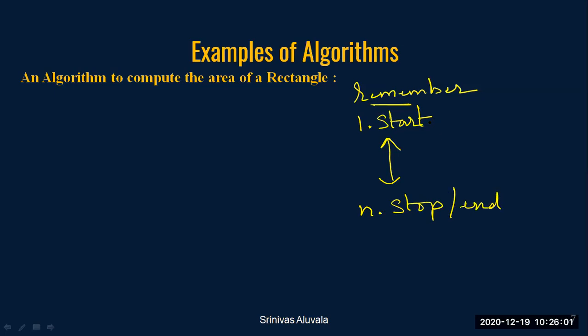It should possess a start, it should possess an end, and in between I have the steps to be written to get a solution to my problem. That's what an algorithm is. My algorithm can have two steps, three steps, four steps or five steps, but the last step is an end step and the first step is start. So let's start writing an algorithm to compute the area of a rectangle.